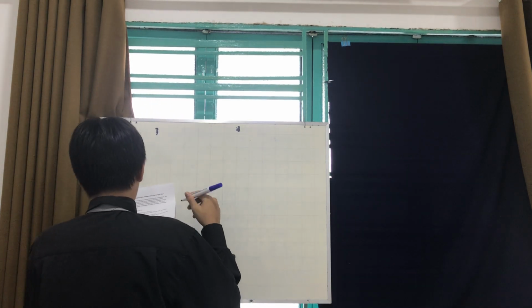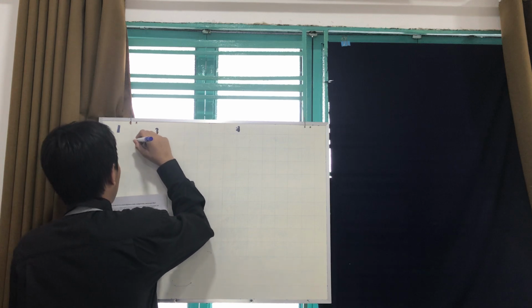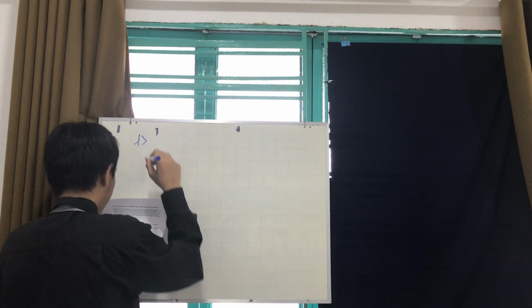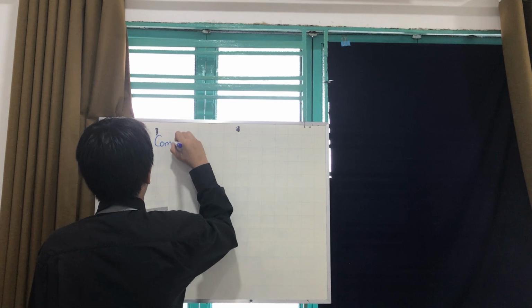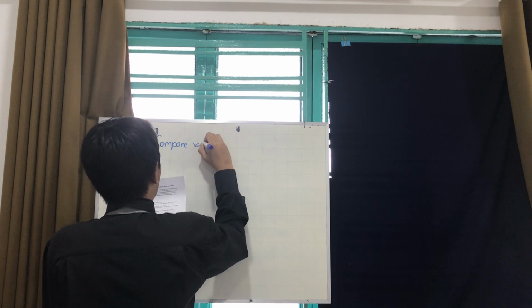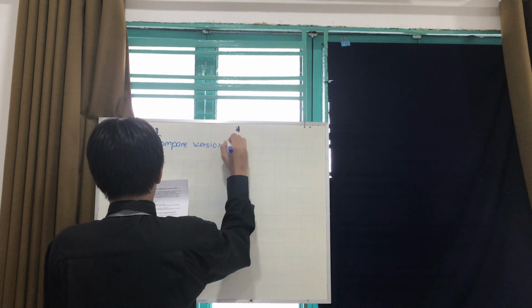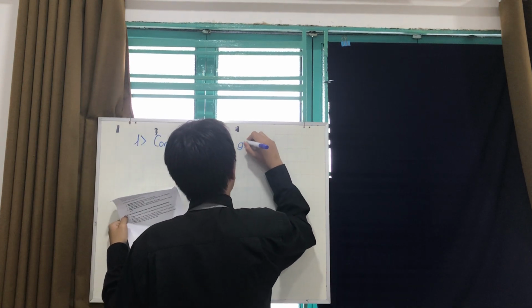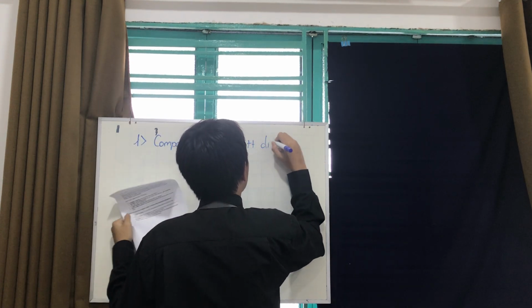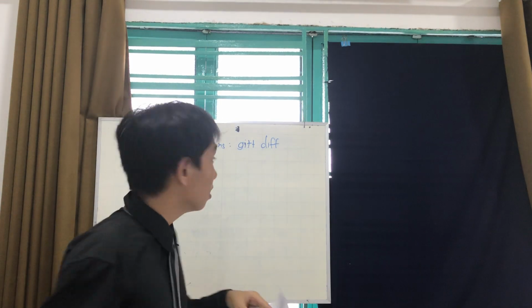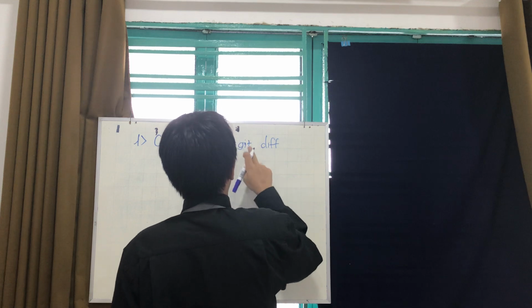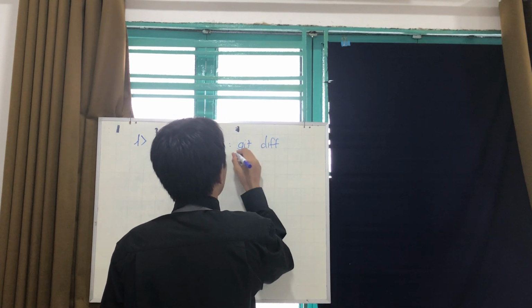So, first of all, revert. First step, compare the versions. Use git diff, diff for different, to see changes. All right. So use git, only one T. Sorry about that. Use git diff.